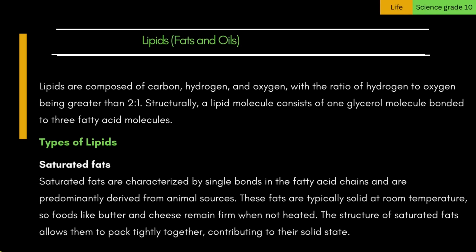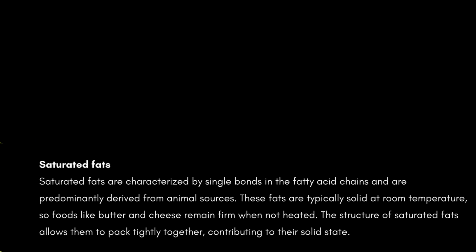Saturated fats are characterized by single bonds in the fatty acid chains and are predominantly derived from animal sources. These fats are typically solid at room temperature, so foods like butter and cheese remain firm when not heated. The structure of saturated fats allows them to pack tightly together, contributing to their solid state.